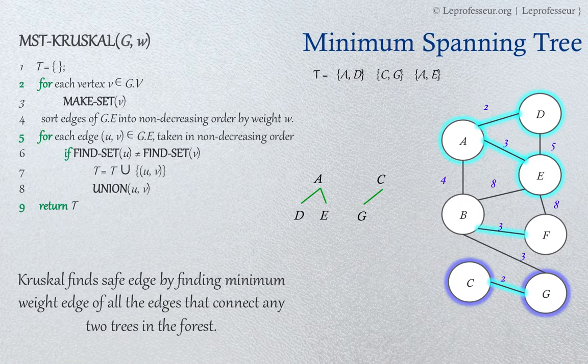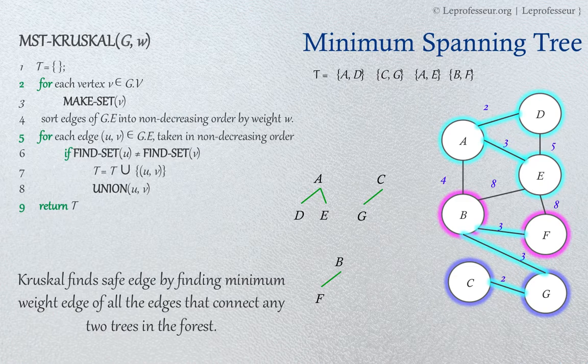Next, we found the edge between B and F. B and F are not together, and we can safely add that edge as well, and our forest would look like B is connected with F.